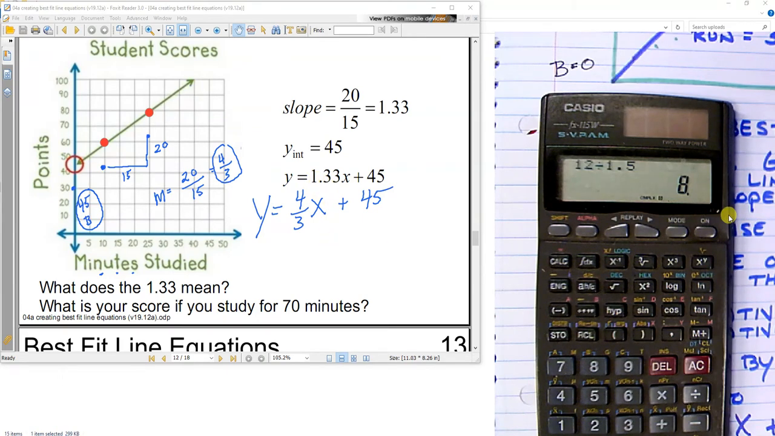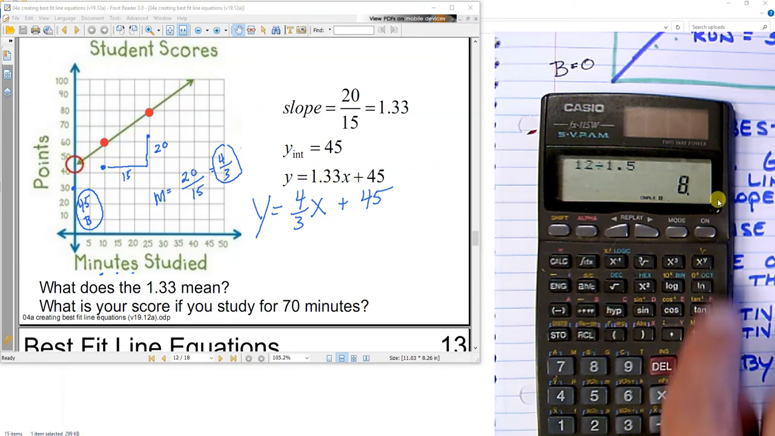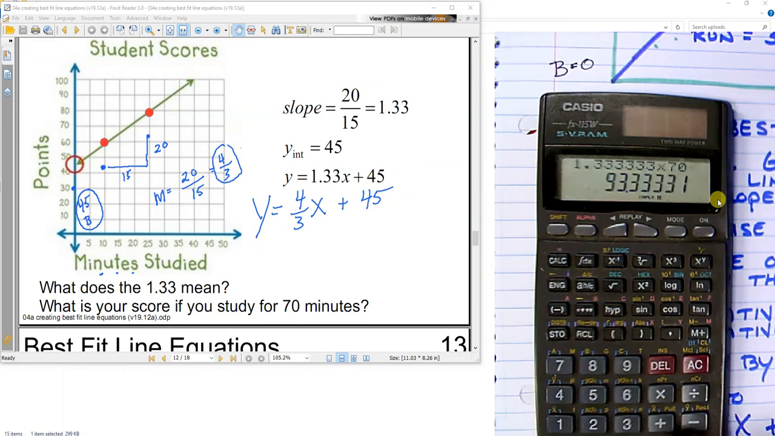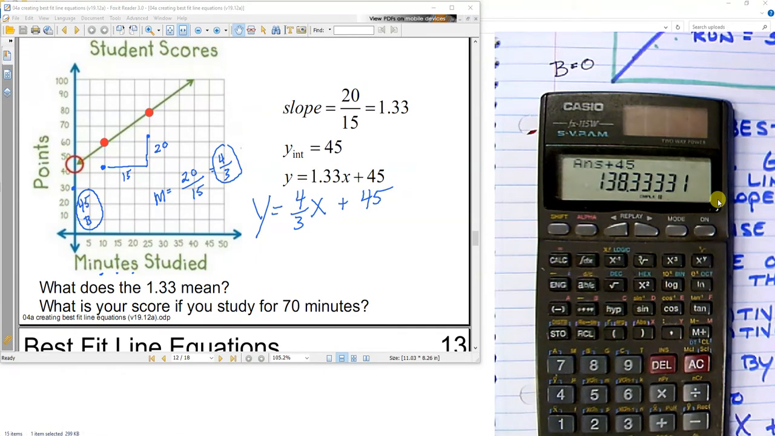What if I study for 70 minutes? Well, let's do 1.33333 times 70 minutes plus the 45. I would get a score of 138. If I study for 70 minutes, my score would be 138.